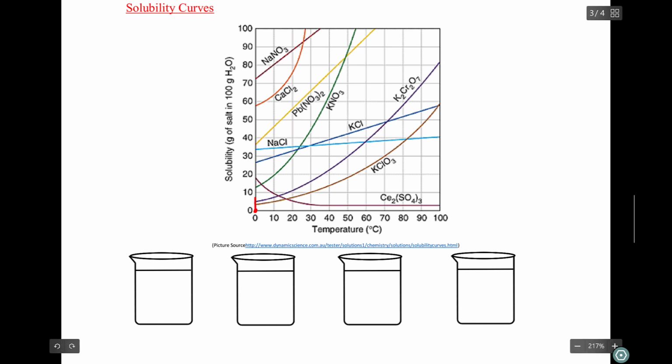At 0 degrees Celsius, I could go up to here, and I know that roughly about 26 grams of KCl will dissolve at 0 degrees Celsius. If I went to, I don't know, 30, I went here, I could go across, and at 30 degrees Celsius, roughly 35 grams would dissolve, and so on. So if I went to 70 degrees Celsius, I would have roughly 47 or 48 grams of KCl that would dissolve in water.